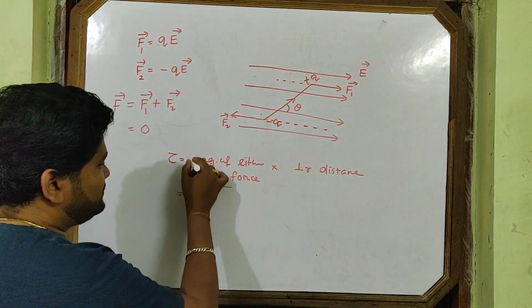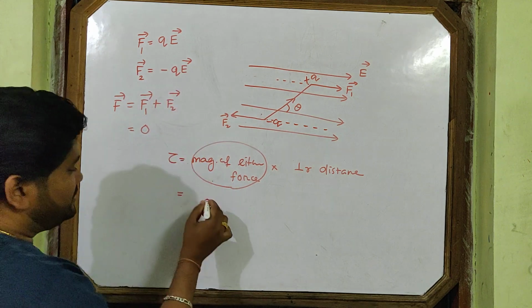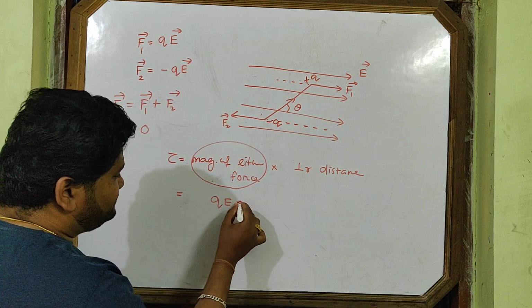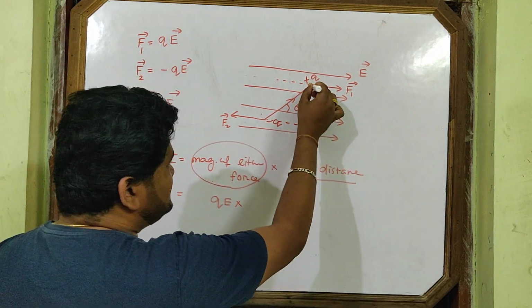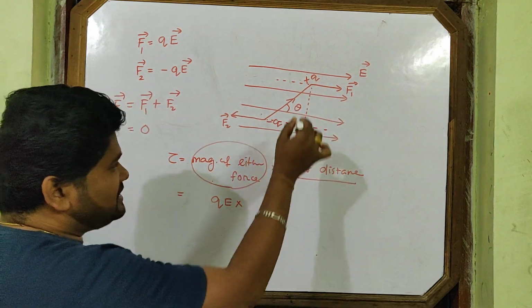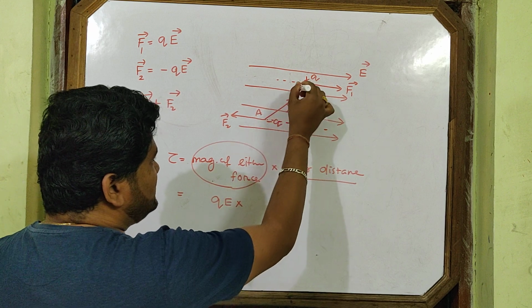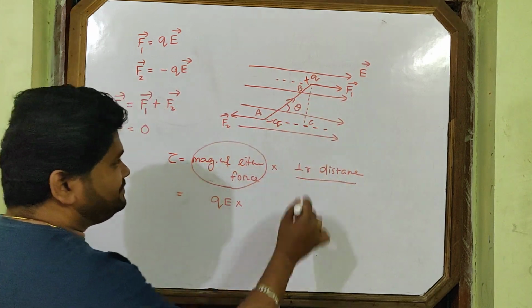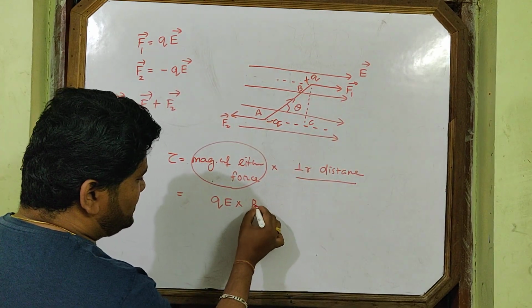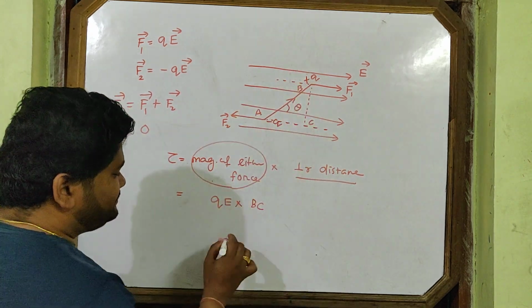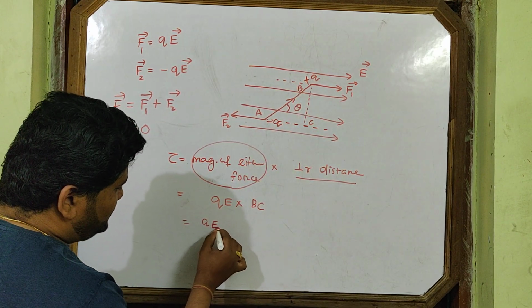What is the magnitude of either force here? Both forces are the same. The magnitude is QE. What is the perpendicular distance? This is the perpendicular distance. Let us name the points A, B, C. The perpendicular distance from the figure is clear. It's BC. So torque is equal to QE times BC.